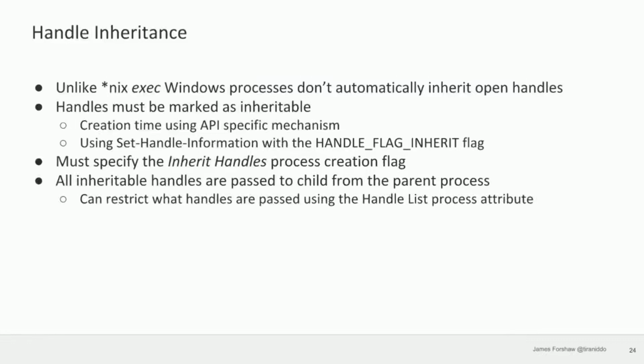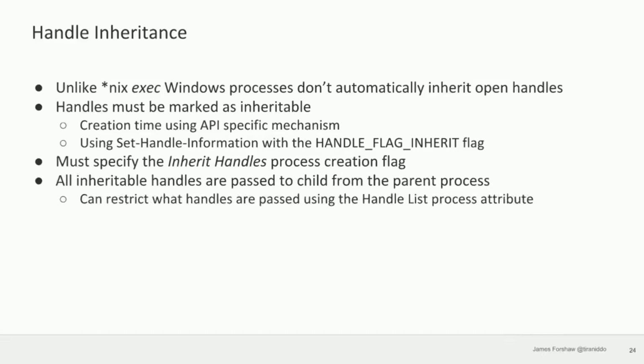Okay, so again, if you come from the Unix world, you probably are accustomed to inheritance of file descriptors. Whenever you fork a process, your file descriptors, by default, will be inherited across that process boundary. Now, in Windows, that's not the case. In Windows, you have to explicitly say, I want to inherit handles from one process to another.